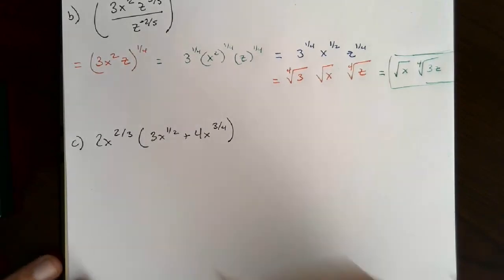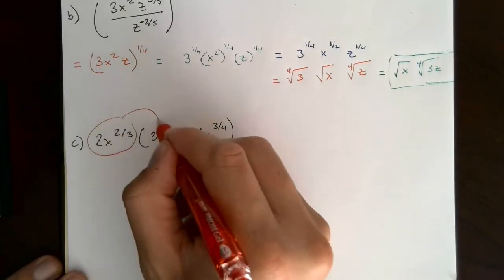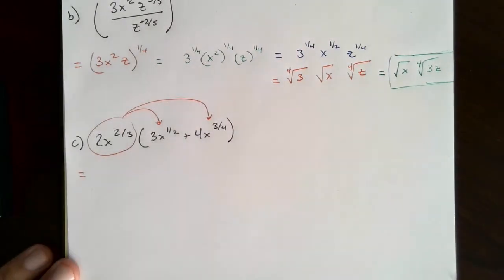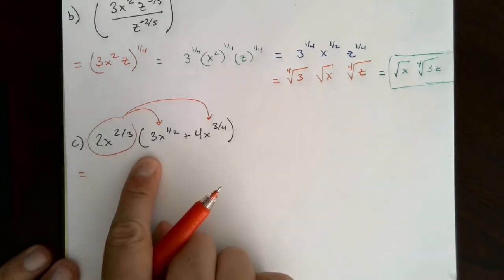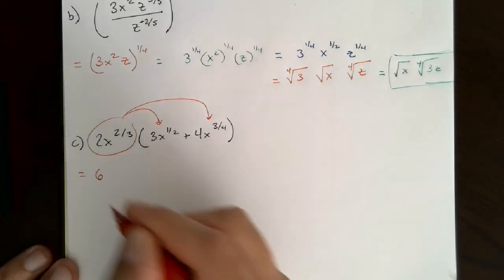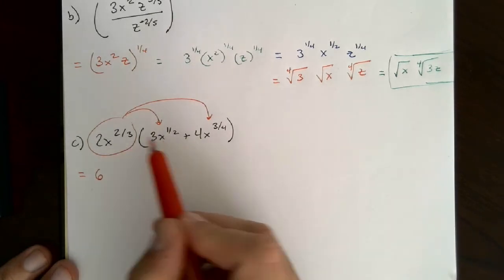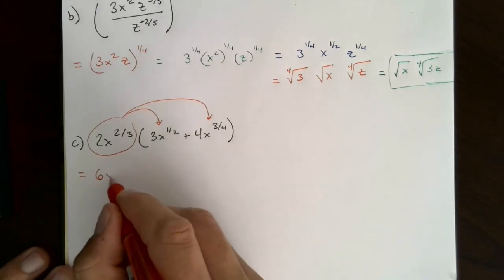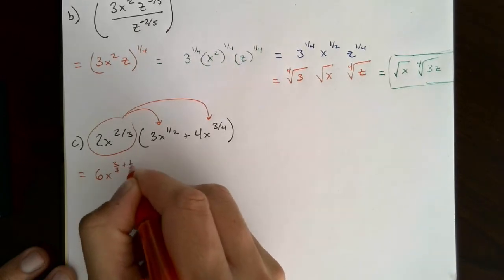And what we would previously do, what we're going to do here is we're going to distribute. So I'm going to distribute 2x to the 2/3 through to each term inside of here. So when you multiply two things, right, 2 times 3, the coefficients just multiply as normal, so it gives us 6. And for the things with the same base, when you multiply them together, you add their exponents. So it's x to the 2/3 times x to the 1/2. It'll be x to the, you add the exponents, 2/3 plus 1/2.